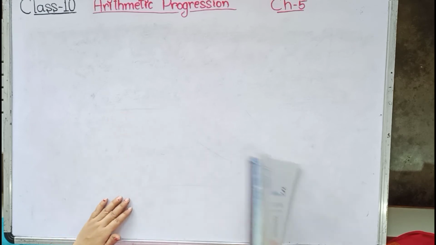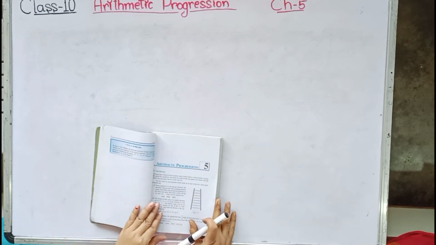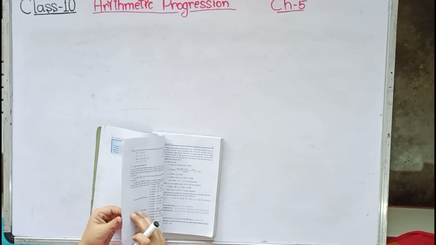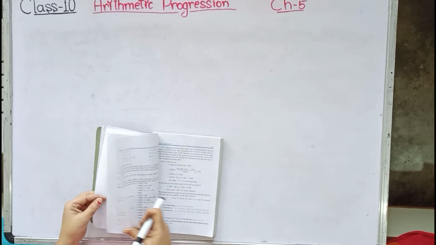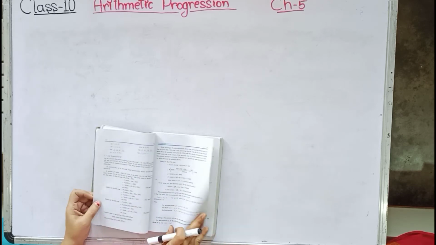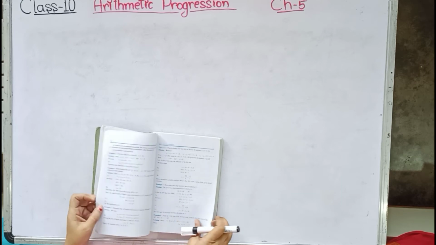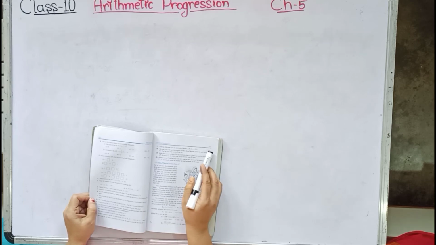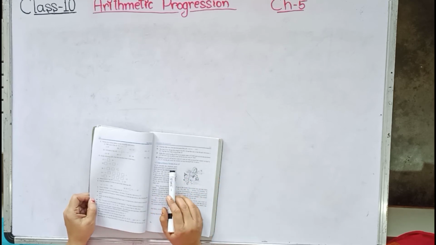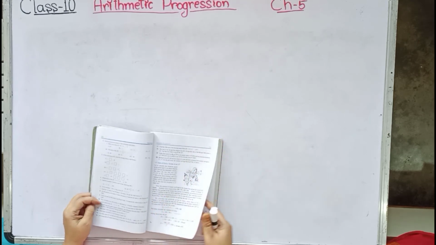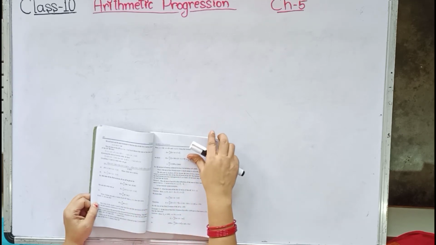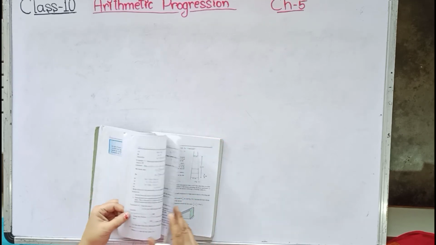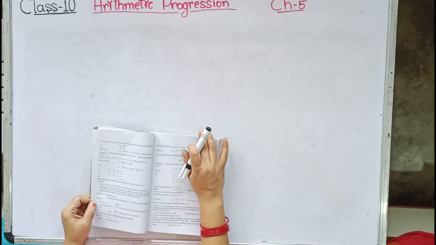So children, first open the textbook, that is NCERT. You can see the introduction, then over here sum of n terms of an AP, second half will be there in the syllabus. Then next, page number 107, there the topic is sum of n terms of an AP. So we have to do the sums based on sum of n terms of an AP.